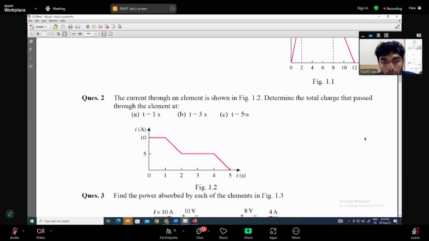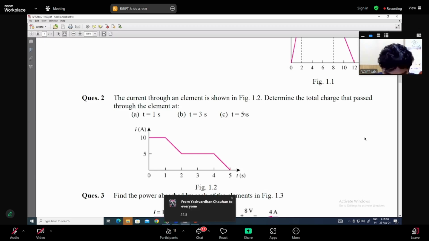Okay, let's move on to option B. t is equals to 3 seconds. Calculate the area under the graph from 0 to 3. Okay, it's fine. If mic is not working, it's fine. So post me the answer of B. Second B, t is equals to 3 seconds. 22.5 C. Okay. More answers, more answers.